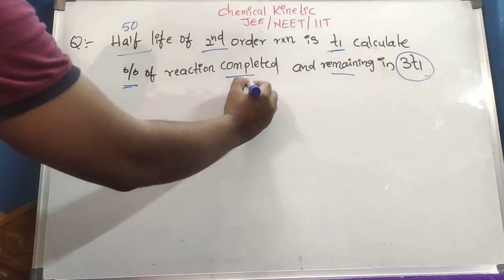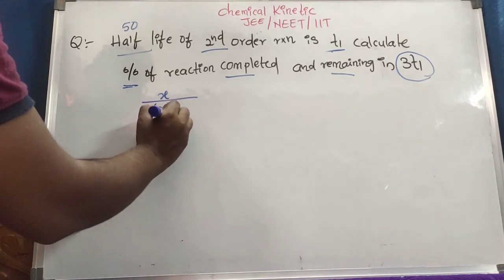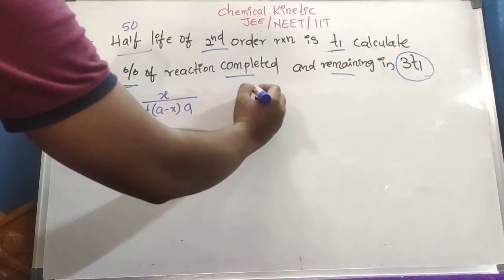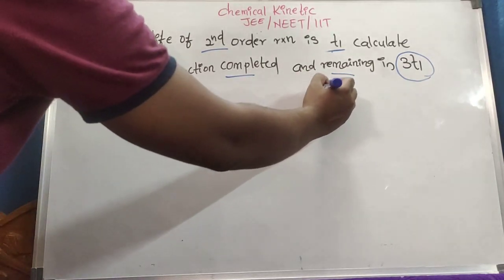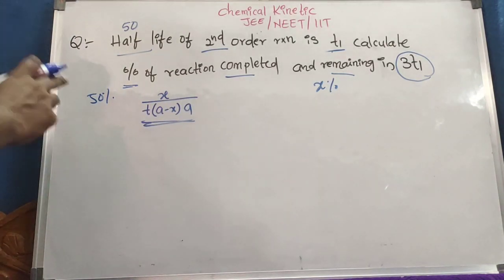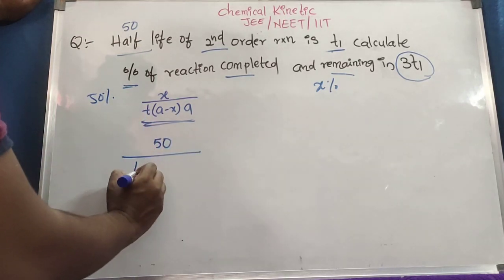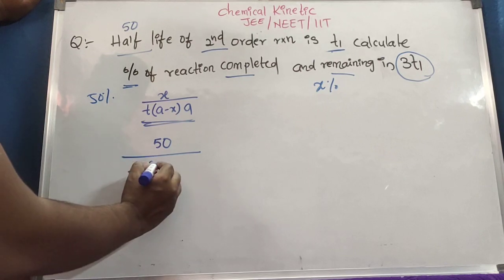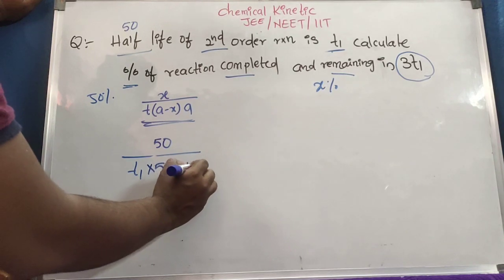Second order reaction means X by t into (a minus x) times a. Here the time is T1, for 50% of the reaction, so X equals 50. So 50 by T1 equals 100 into (100 minus 50), which is 50, where a equals 100 obviously.